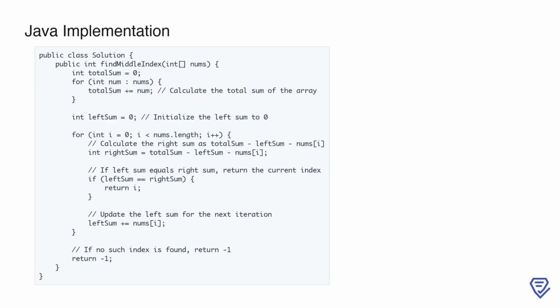Key differences include explicit type declarations, use of Java's enhanced for loop for summing elements, and the absence of Python's built-in functions like sum. The solution iterates through the array to calculate the left and right sums, returning the index where they are equal or -1 if no such index exists.